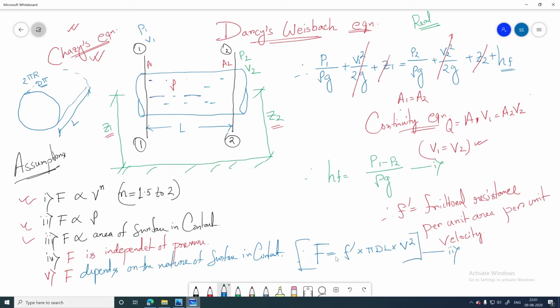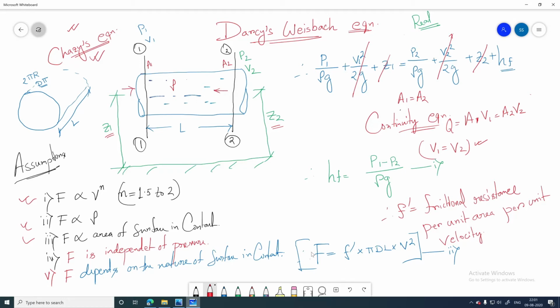So this is equation number 1, HF equals P1 minus P2 by rho g, and this is equation number 2, the frictional resistance force. And definitely this force F is acting in the opposite direction of the flow, because the fluid is flowing in this particular direction, and this is in the opposite direction.